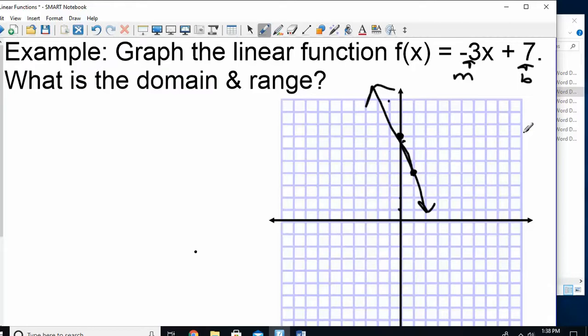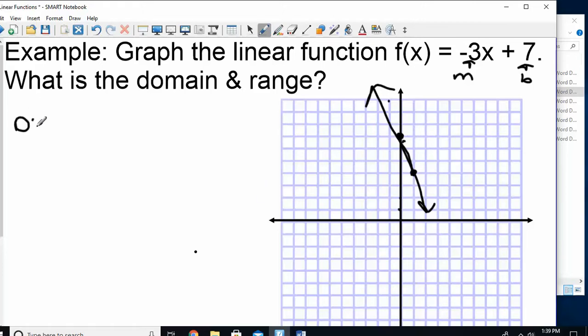Is this line increasing or decreasing? Decreasing. As you go from left to right, the line is falling. What makes it decreasing? Right. Positive slopes increase, negative slopes decrease.